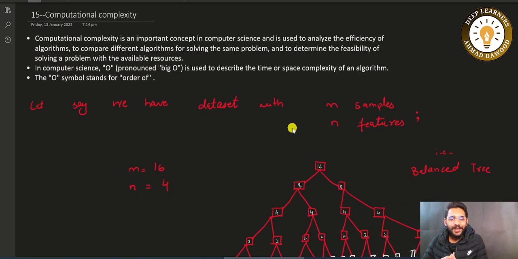Hi, I'm Ahmed Daud, and in this session, we will discuss the computational complexity of decision tree regarding the prediction process and the training process. So, what is actually computational complexity?